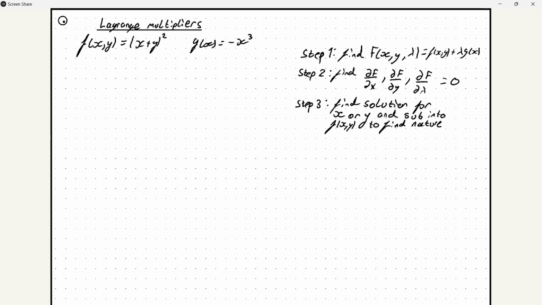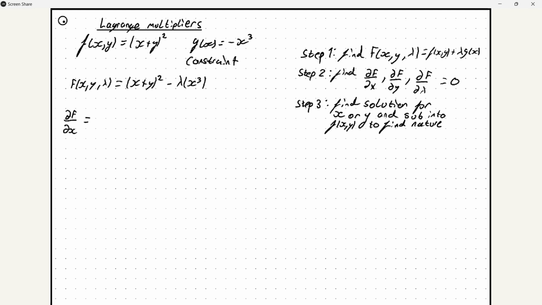Now what this means is we do this first equation, which is just f of x and y, plus g of x, which is our constraint, but with g of x times lambda. So let's do that. So we've got x plus y all squared minus, because of this minus sign, lambda x cubed.